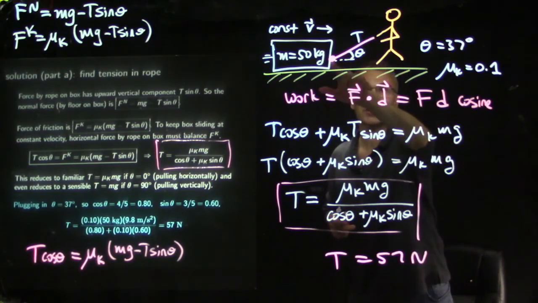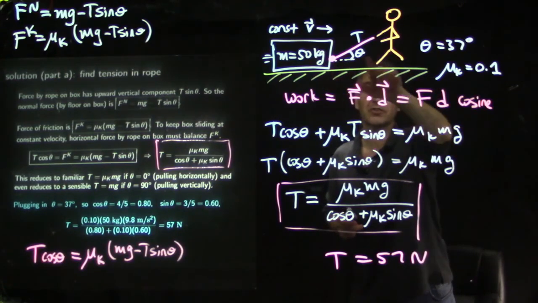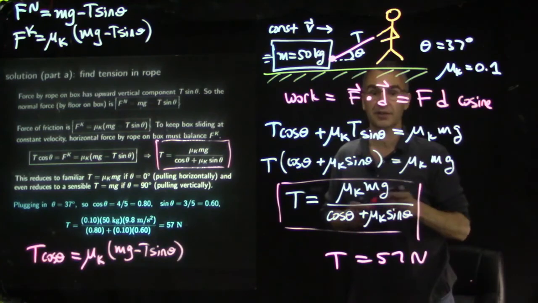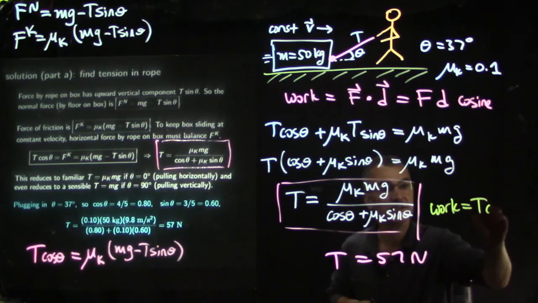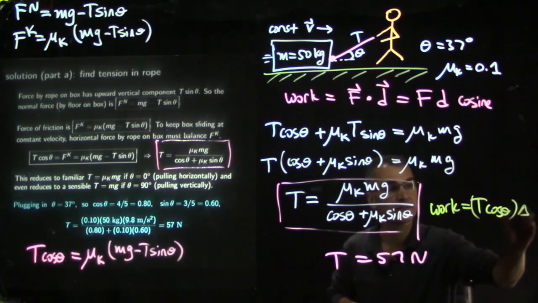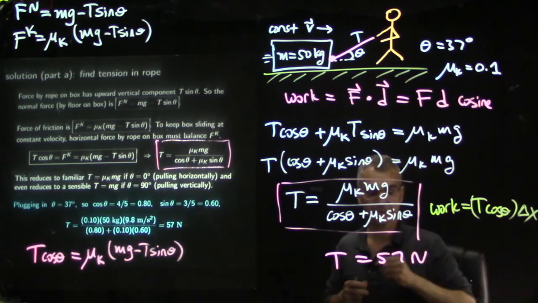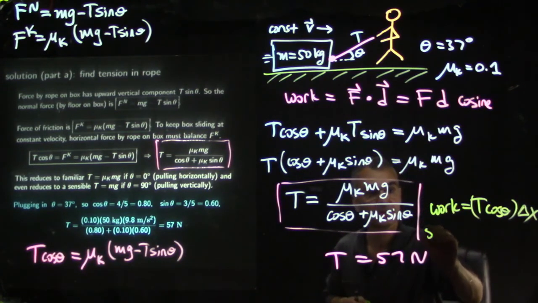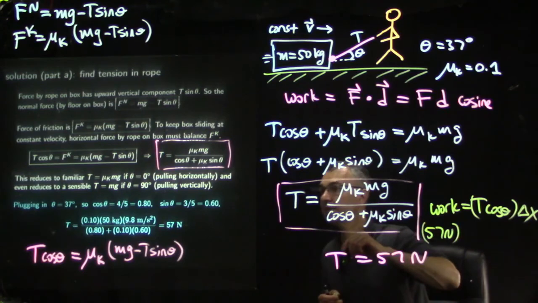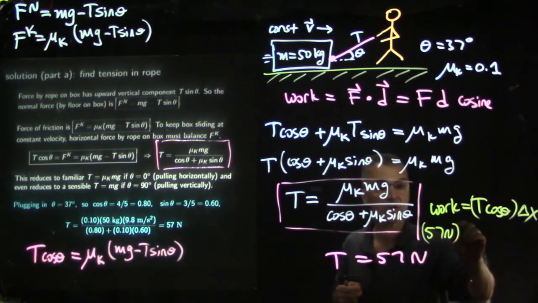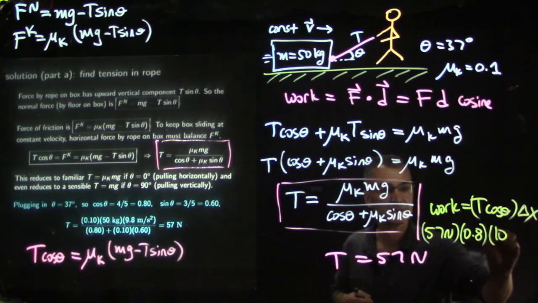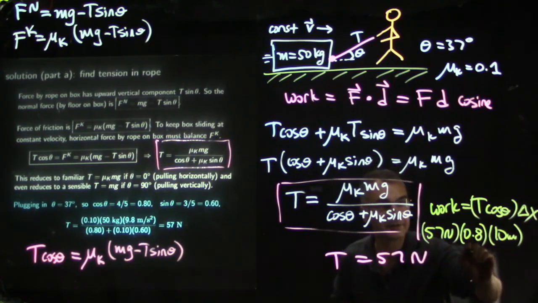So we actually want the component of the force which is in the same direction as the displacement. The component of the force which is in the same direction as the displacement is T times cosine theta. The work is T cosine theta times delta x. So that's going to be 57 newtons times cosine theta. Cosine theta turns out to be 0.8, and then times 10 meters. This is the cosine theta factor.